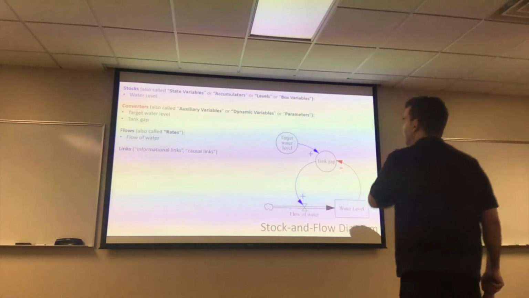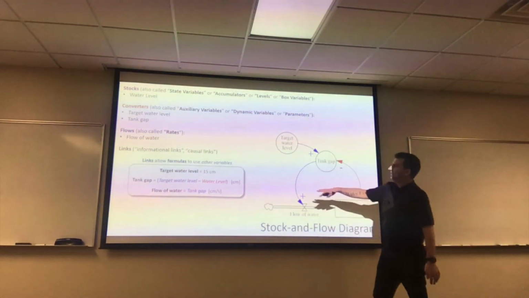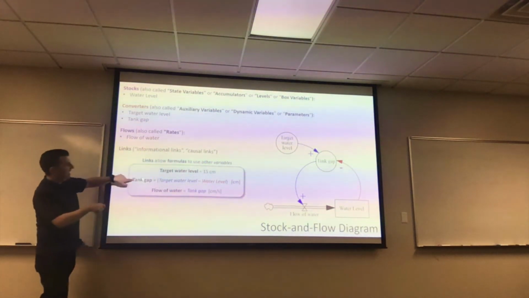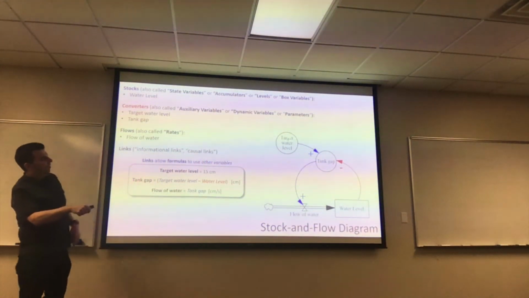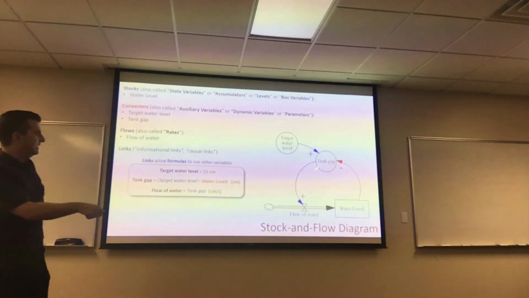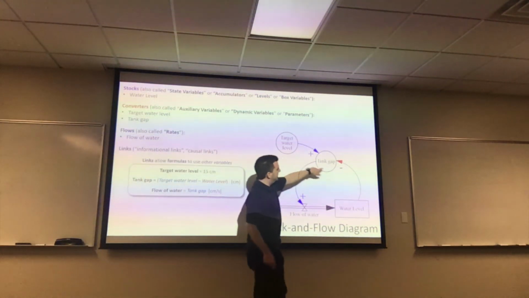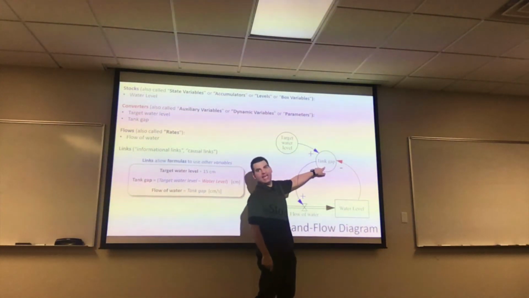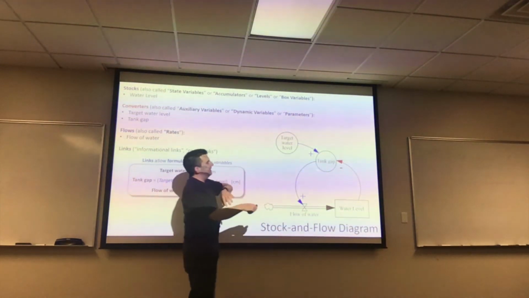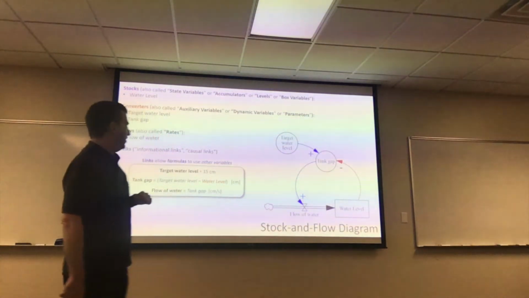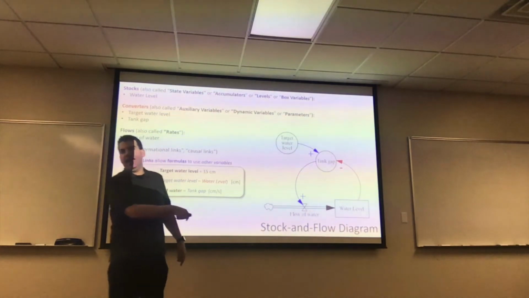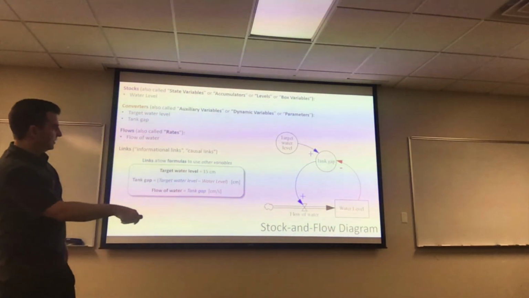We have names for all these things. Like I said, the target water level is set to equal 15. The tank gap is just a formula: whatever the target water level is minus whatever the water level is. So you can already see where the causal loop diagram polarities come into play with this tank gap. It's just this minus that. It gives you an idea of what types of formulas will be in there. And then a flow of water, which in this case is just an exact copy of the tank gap. That determines this whole system here.